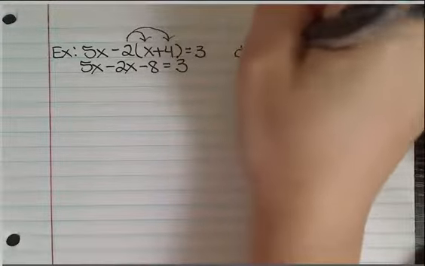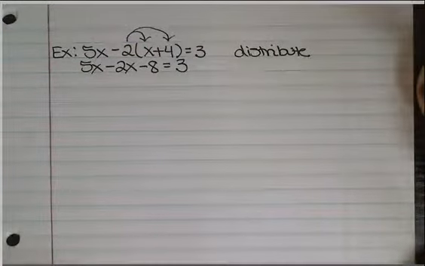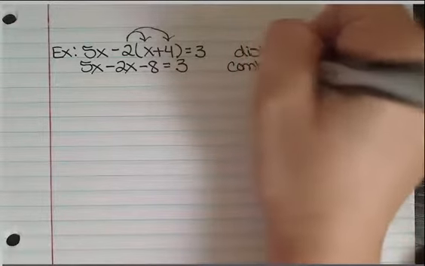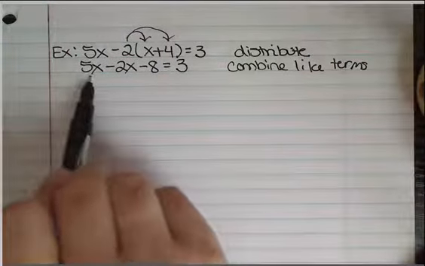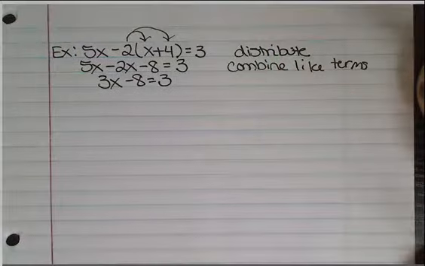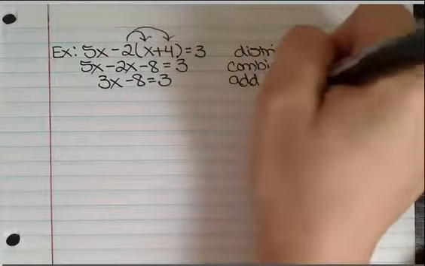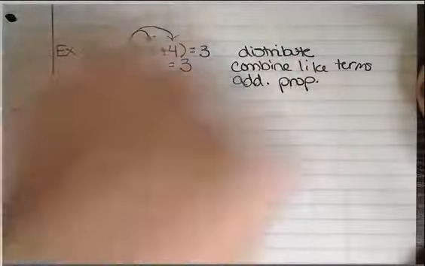Okay, now we need to combine like terms. So we have a 5x minus a 2x, which will give us a 3x. And we still have that minus 8 equals 3. Now we need to do the addition property. So we need to get this 8 over to the other side. So we're going to add 8 to both sides. That'll leave us with 3x equals 3 plus 8 is 11.